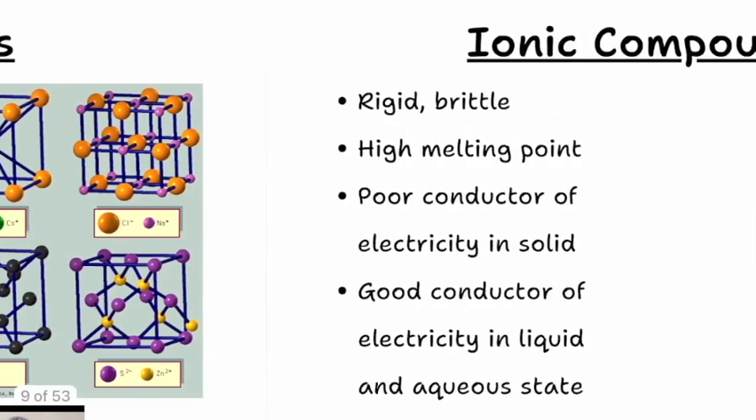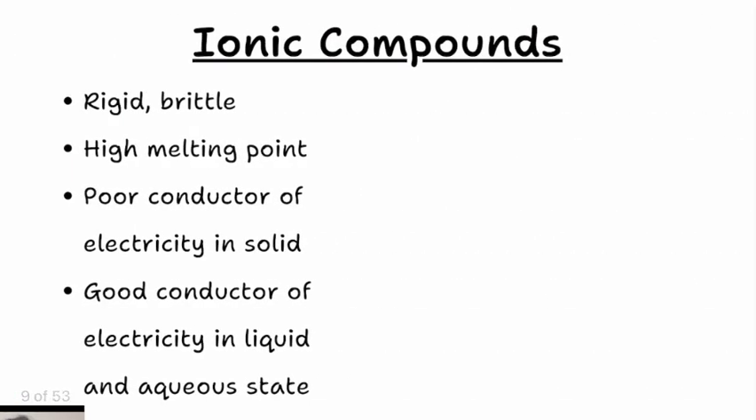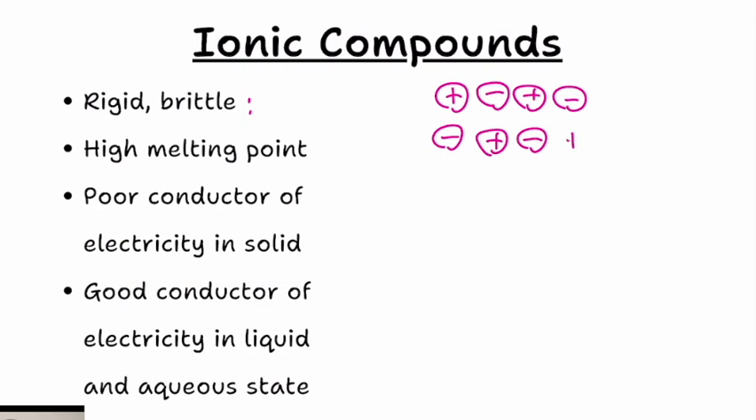Okay, then what about brittle? Brittle is a little bit different from rigid. Brittle actually means it's easy to break when you apply stress. This is also because of the crystal lattice structure. So let's say here is a two-dimensional crystal lattice structure of some ionic compound.